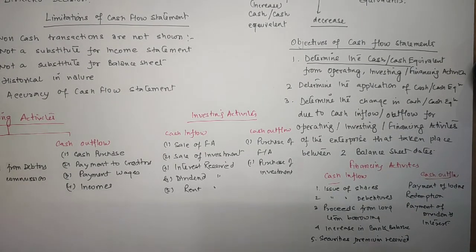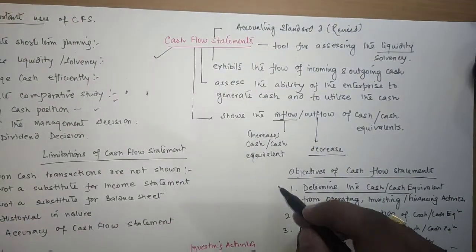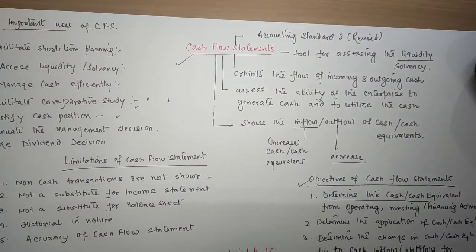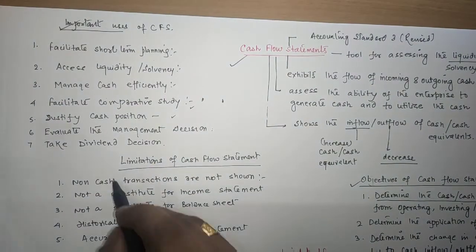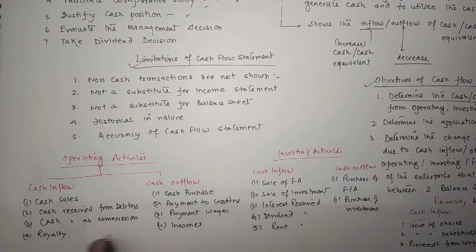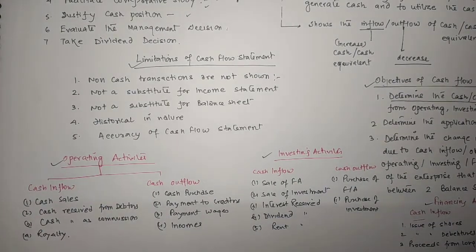So what we discussed today: the meaning of cash flow statement, the objectives of the cash flow statement, then the important uses of cash flow statement, then we have studied the limitations of cash flow statement, then we have discussed the inflow and outflow items of operating activities, investing activities and financing activities.